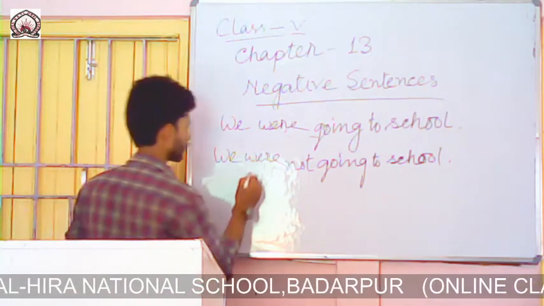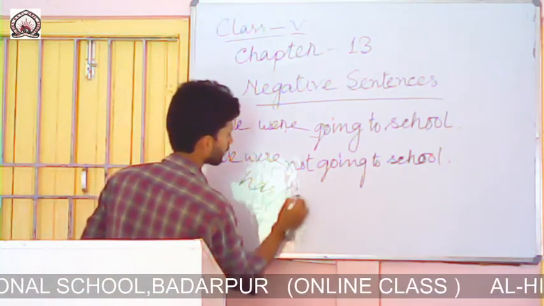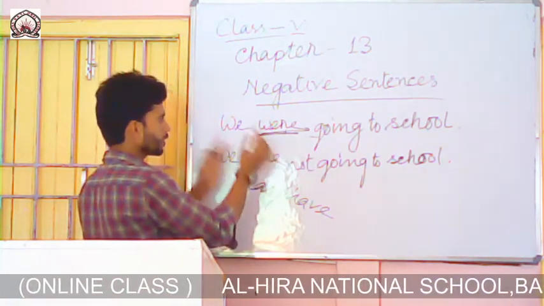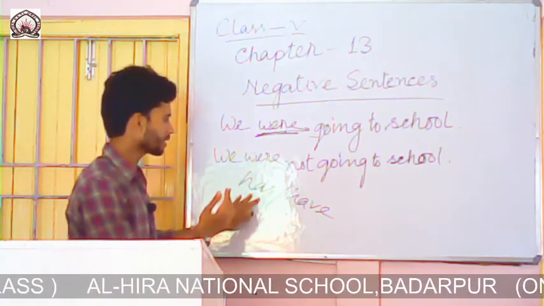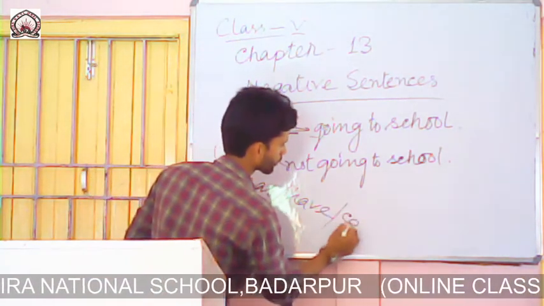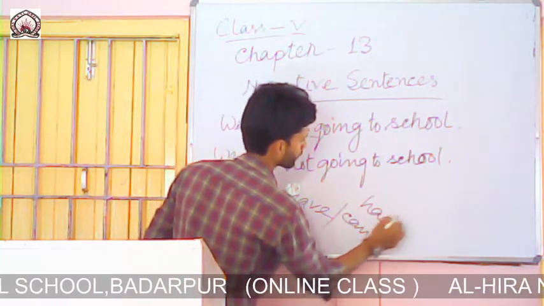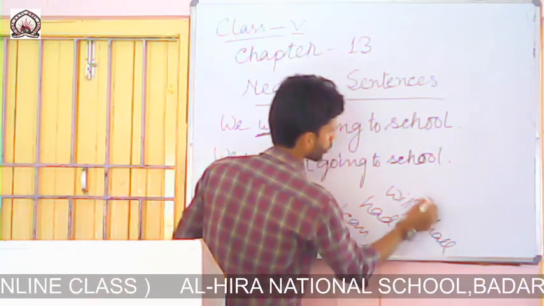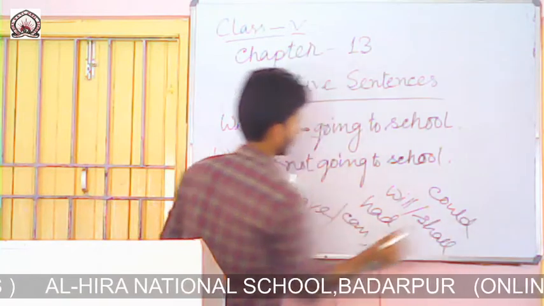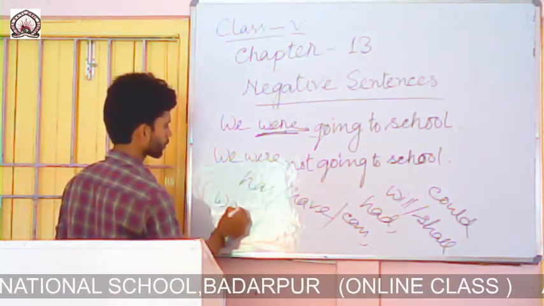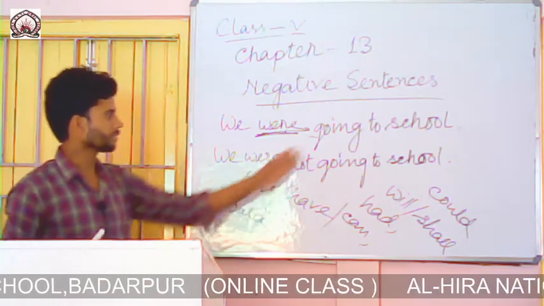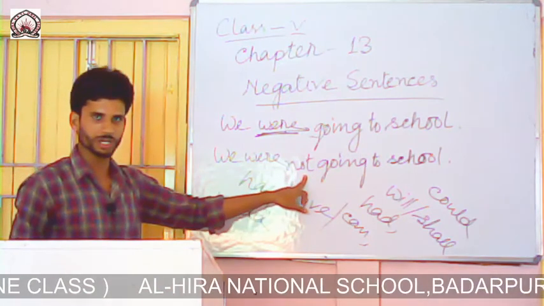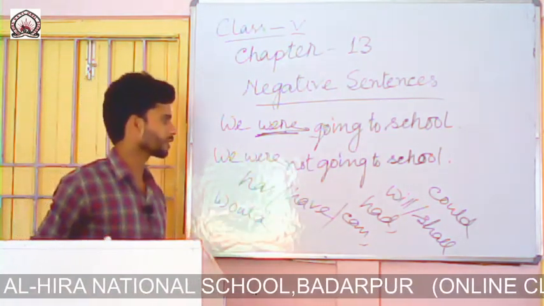If it is has, or if it is have, in place of this is was, if it is has, if it is have, if it is can, if it is had, if there is will or shall or could, or would. If these auxiliary verbs are there, then right after the auxiliary verb, we shall write not, and the sentence will turn into a negative sentence. This is easy.